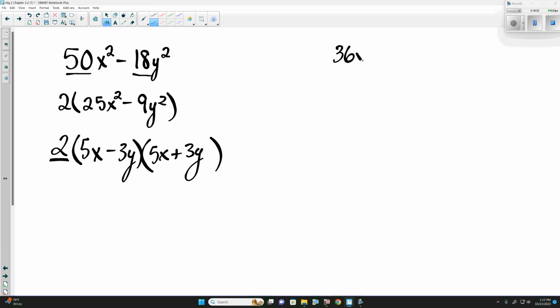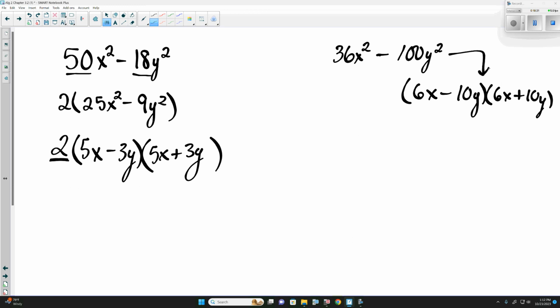Let's look at one more before we move on. Let's say 36x squared minus 100y squared. So we can say 6x minus 10y times 6x plus 10y, yes? Well, is there a greatest common factor between 6 and 10? Yeah. Or 36 and 100?